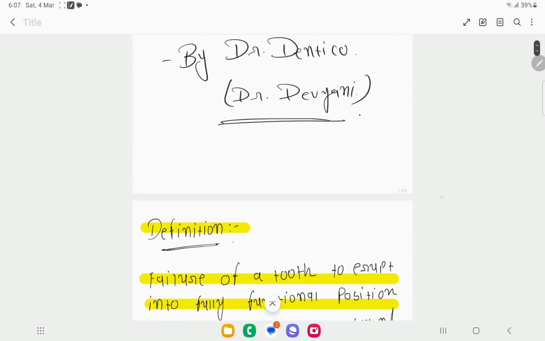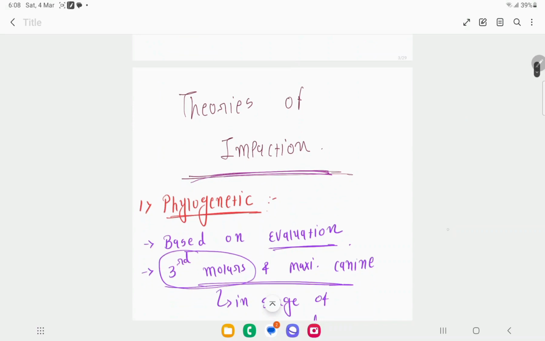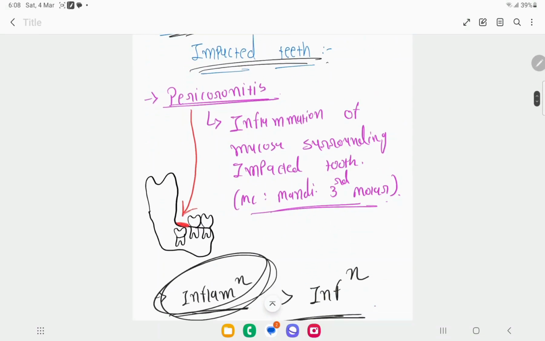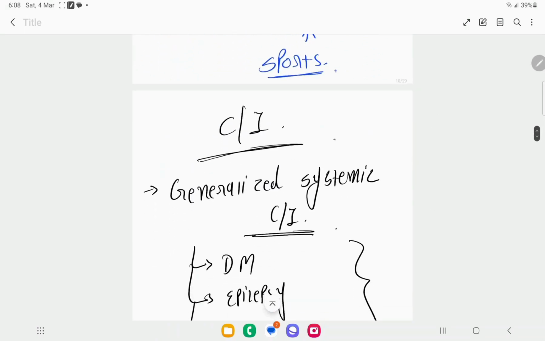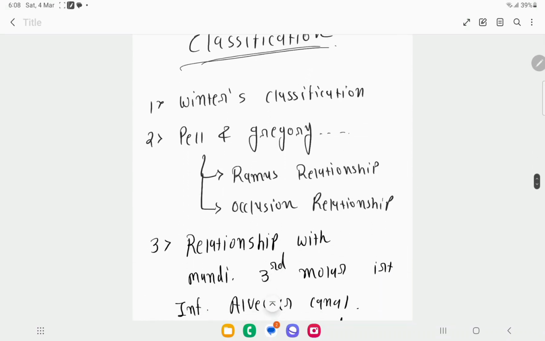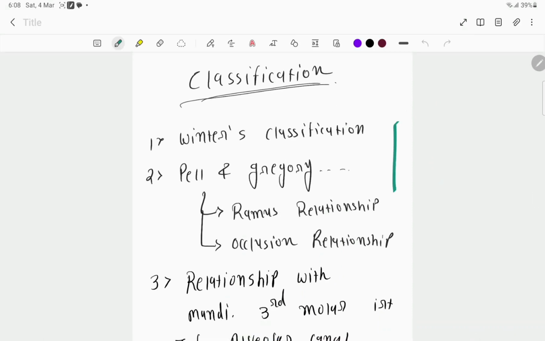In the last video we covered the definition of impaction, physical barriers of impaction, theories of impaction, and indications and contraindications. So in this video we are going to cover the classification of impaction. If you haven't seen the previous video, I will give the link in the description box.